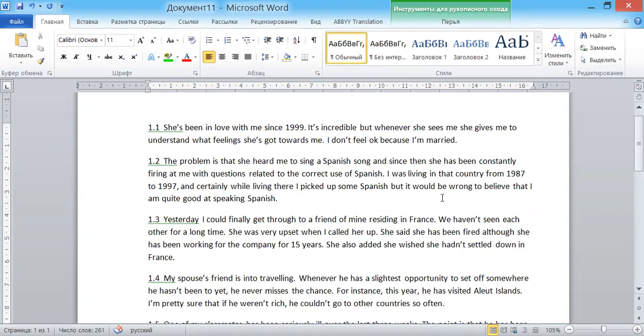She's been in love with me since 1999. Oh gosh, it's incredible, but whenever she sees me, she gives me to understand what feelings she's got towards me. I don't feel okay because I'm married. Okay, the next. The problem is that she heard me to sing a Spanish song, and since then, she has been constantly firing at me with questions related to the correct use of Spanish. I was living in that country from two, okay, and suddenly, while living there, I picked up some Spanish, but it would be wrong to believe that I am quite good at speaking Spanish.